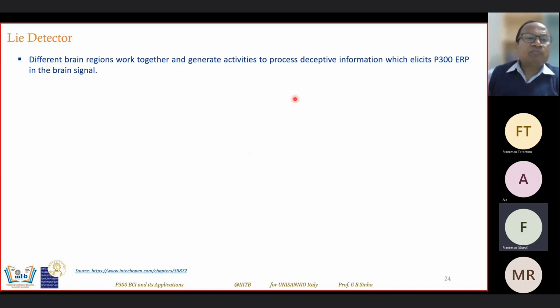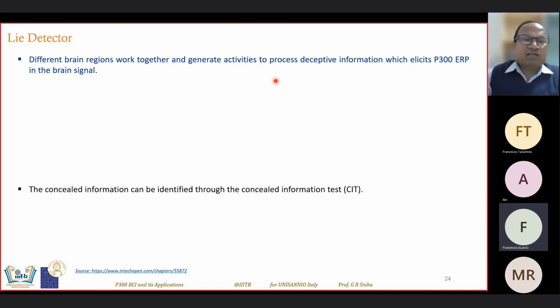Lie detector, I was telling you, different brain regions work together and generate activities to process. And you can now very easily understand the principle of the lie detector. When you think normal, when you think abnormal, when you tell truth, when you tell lies, obviously your response would be different. Your EEG response would be different. So whenever there is abnormality, that person will be asked again and again what was your response, where did you go that day, where were you at that particular time. So in criminal investigation, this helps a lot.